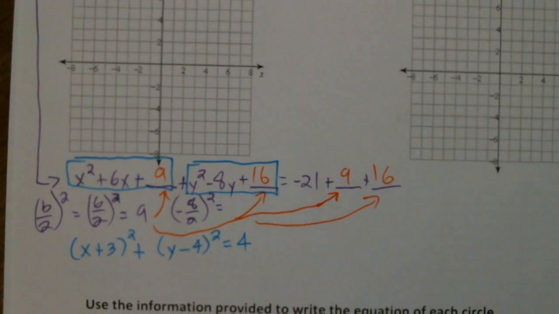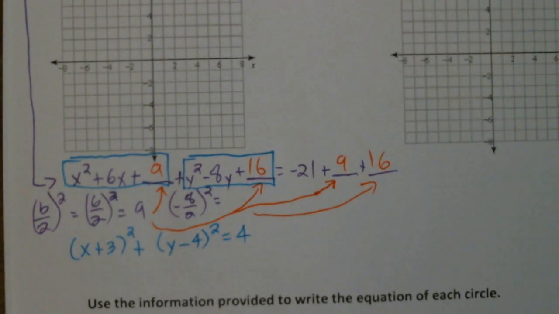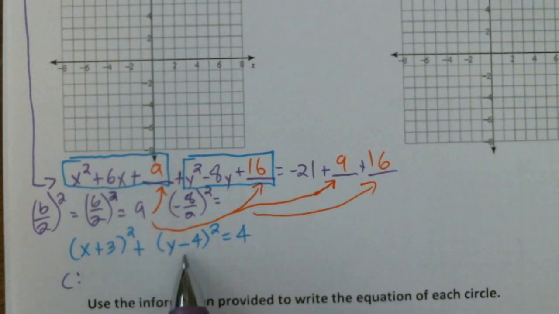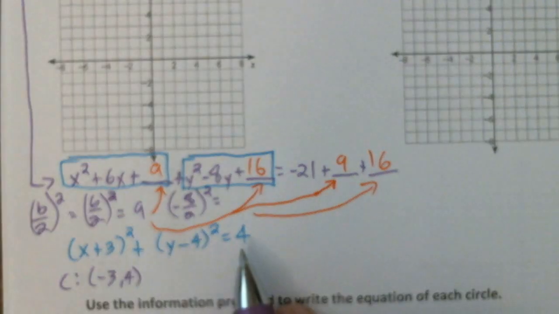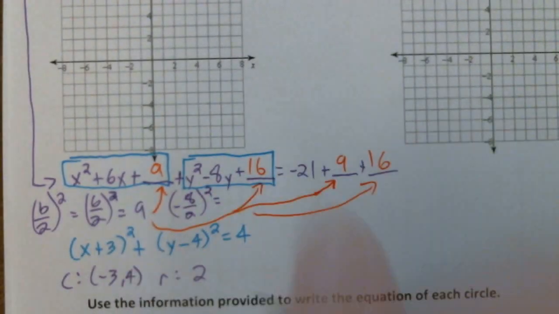So that equals 4, and now I'm back into our standard form of a circle, where I can easily identify the center and the radius. The center, flip, flip. That's negative 3, positive 4. Remember, that's r squared, so my radius is actually 2.